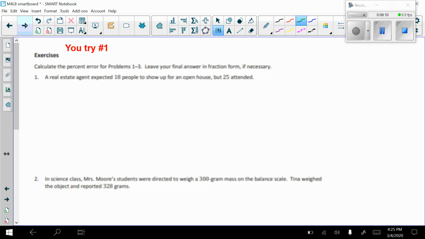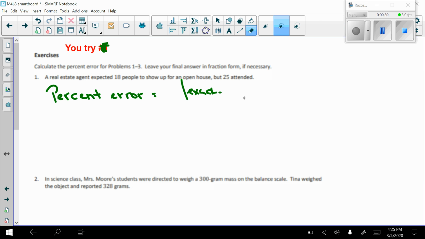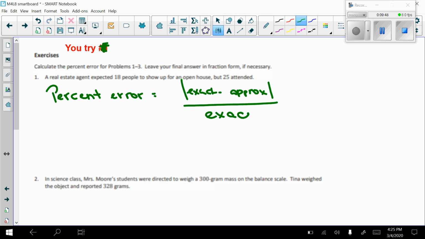So our notes so far had us first calculate the absolute error, and then use the absolute error to find the percent error. So we're going to do number 1 together, so it's the whole thing. So percent error equals the absolute value of exact minus approximate, all over exact, times 100. Oof, that's a lot.